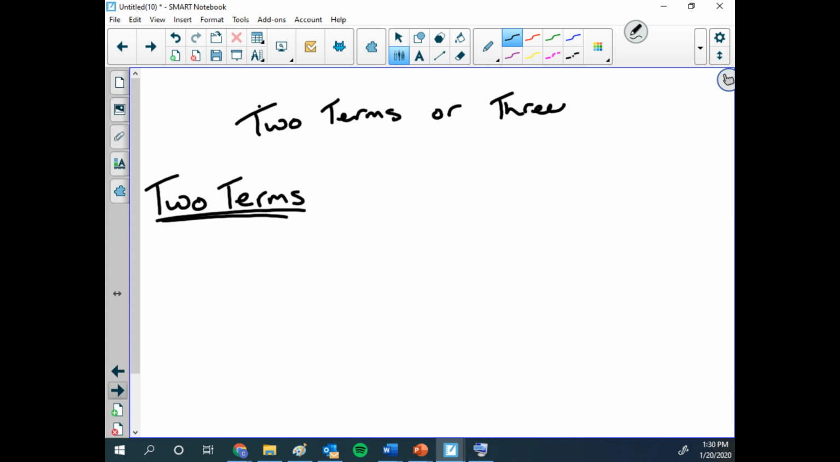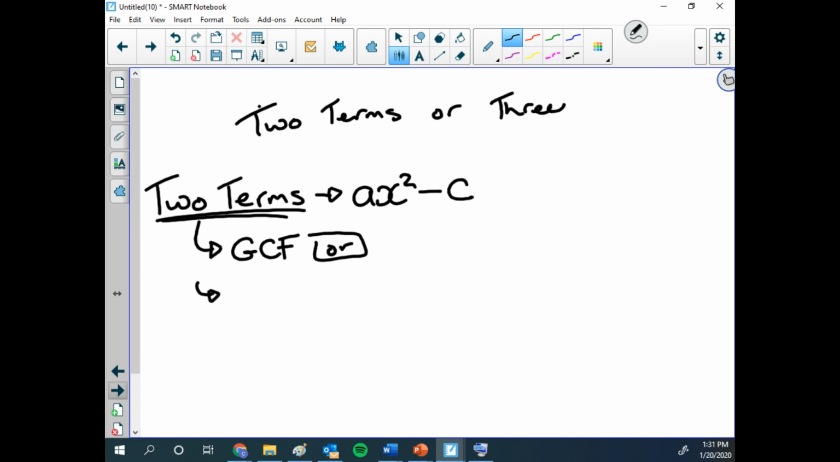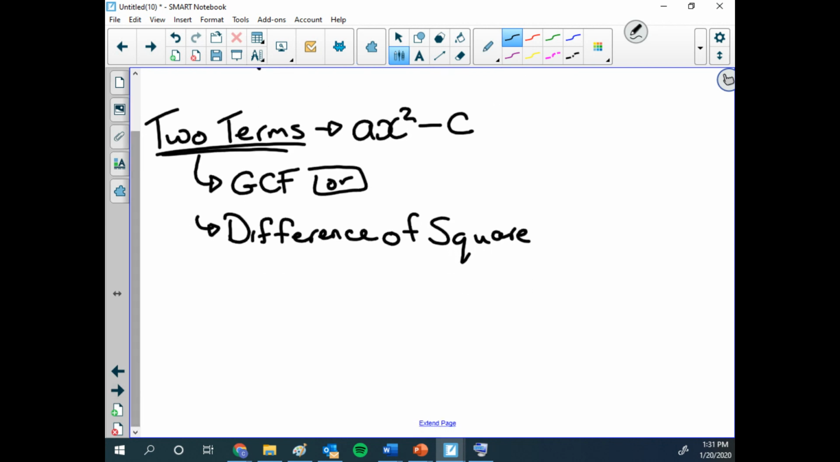If I have something with 2 terms: GCF or difference of squares. So 2 terms is going to look something like this: ax squared minus c is usually what we call it in general form. And to factor 2 terms, we're either using GCF or difference of squares. And difference of squares is an easy method of factoring. It should be identifiable because difference of squares has 2 terms.